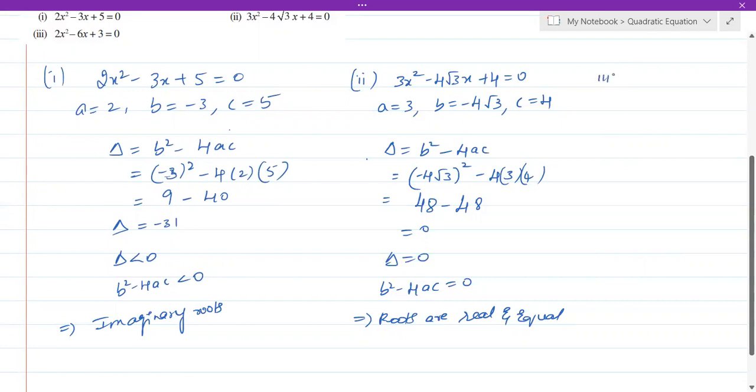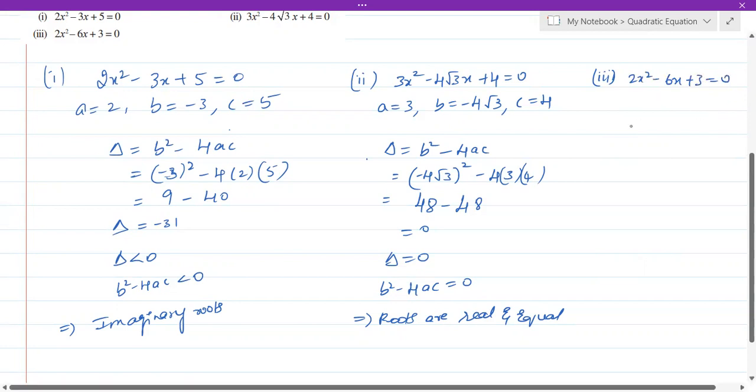Similarly, let's take the third one. In the third one, the question is 2x square minus 6x plus 3 equal to 0. So here a value is 2, b value is minus 6, c value is 3. So discriminant formula b square minus 4ac. So b is minus 6 the whole square minus 4, a is 2, c is 3.